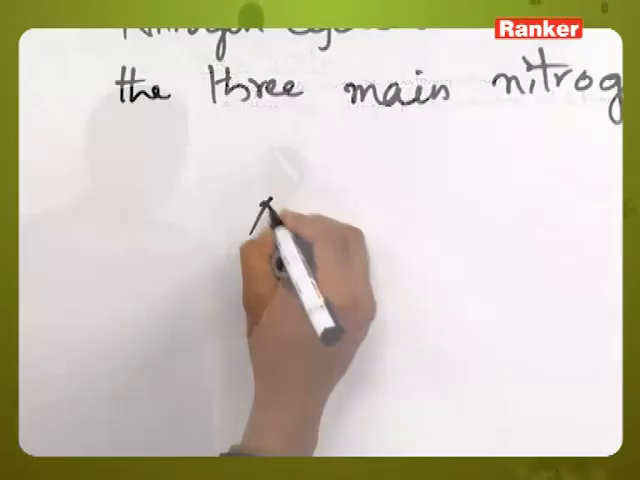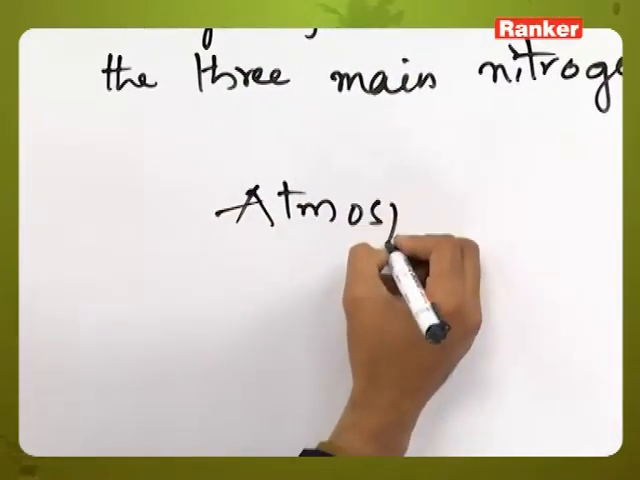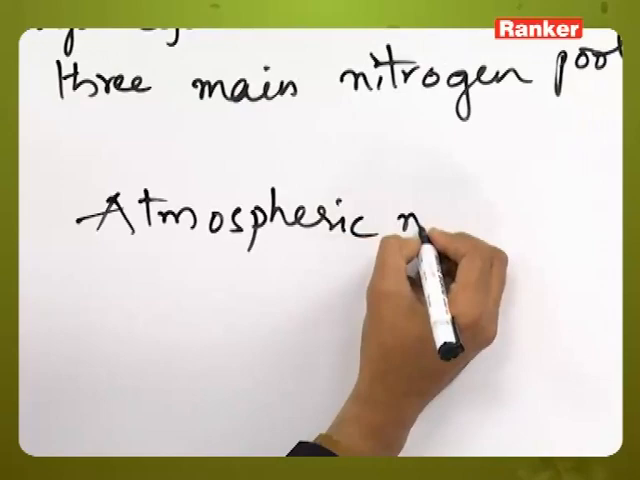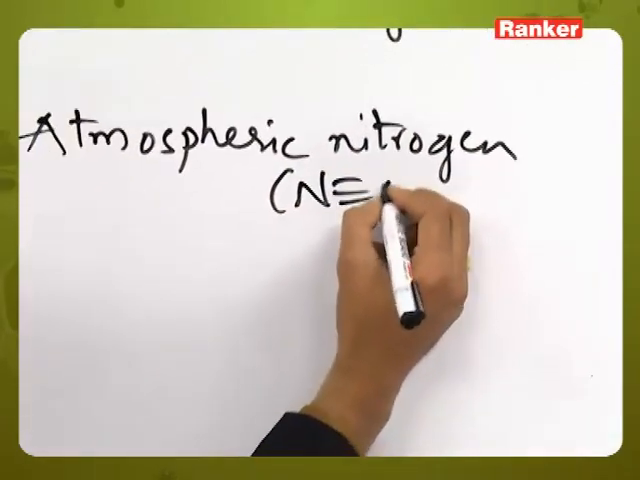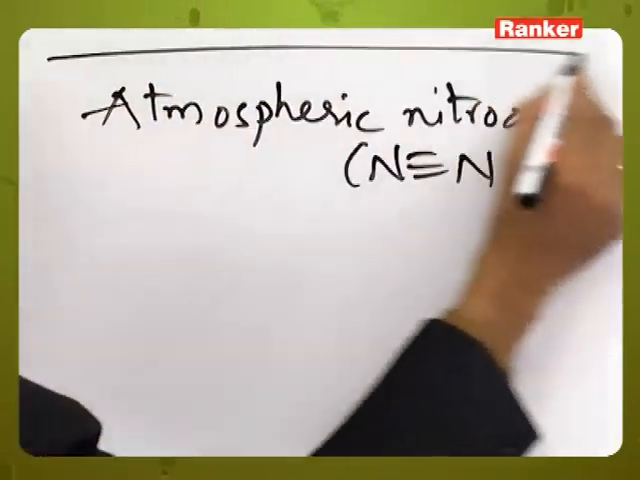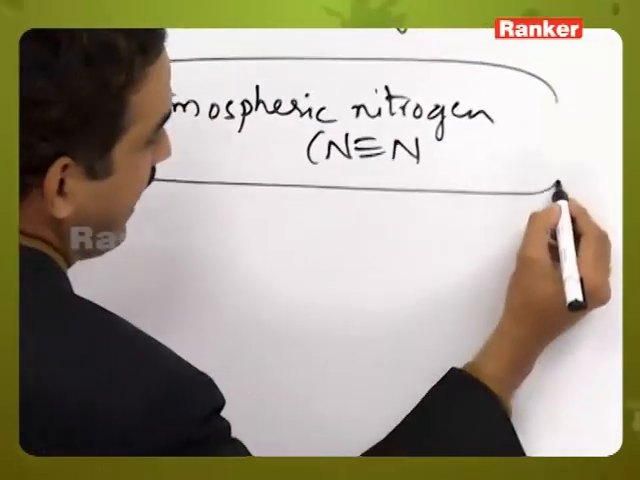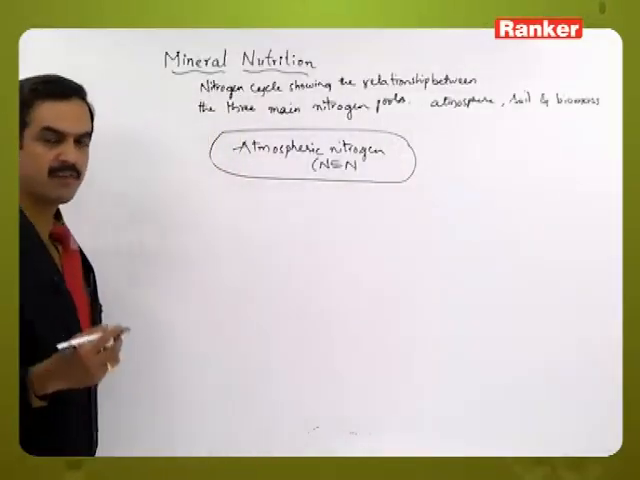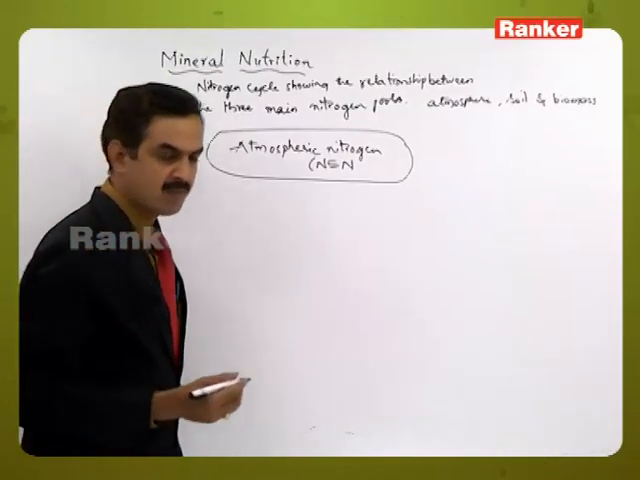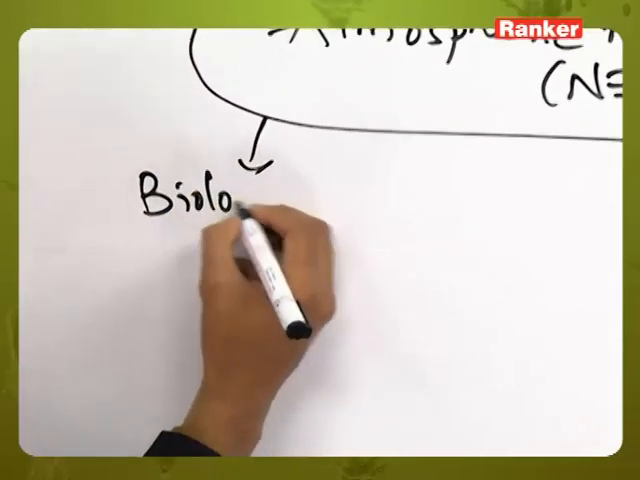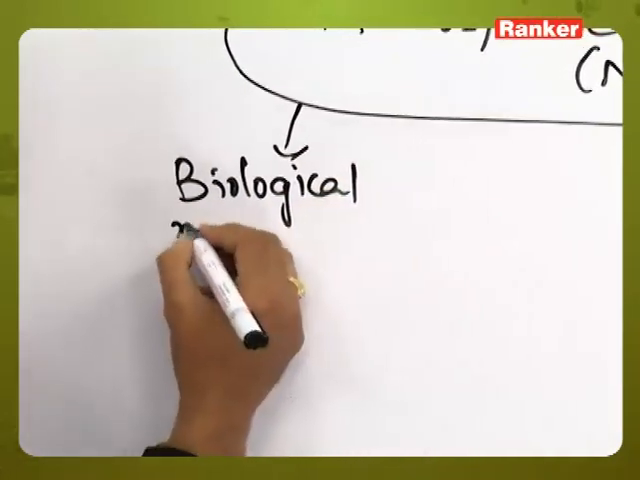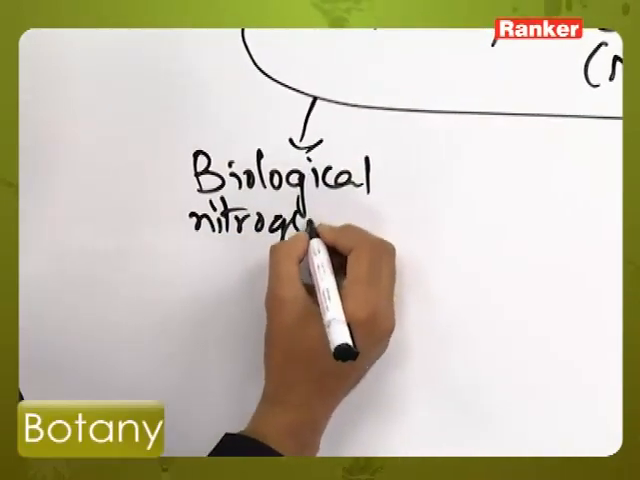So here the atmospheric nitrogen, that is N triple bond N, will be converted into different forms of nitrogen by different mechanisms. One is biological nitrogen fixation.